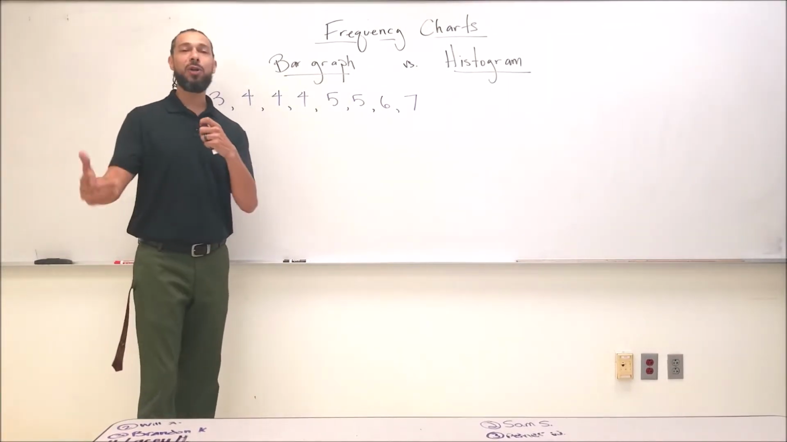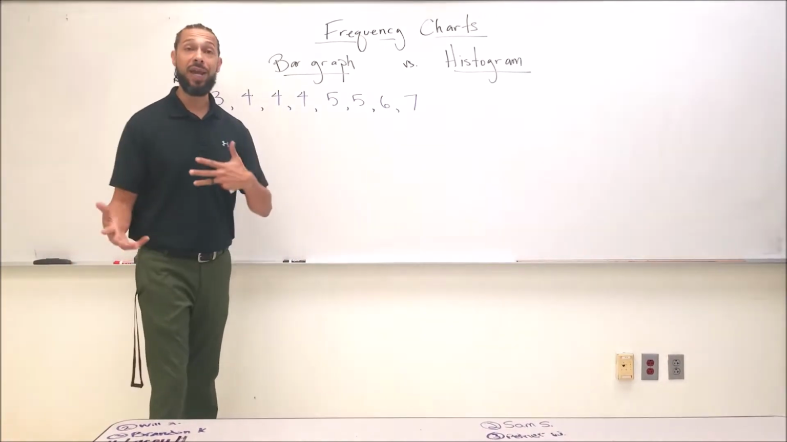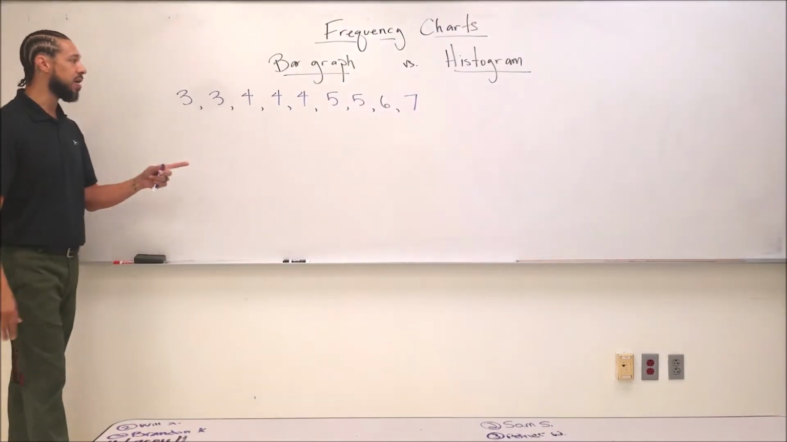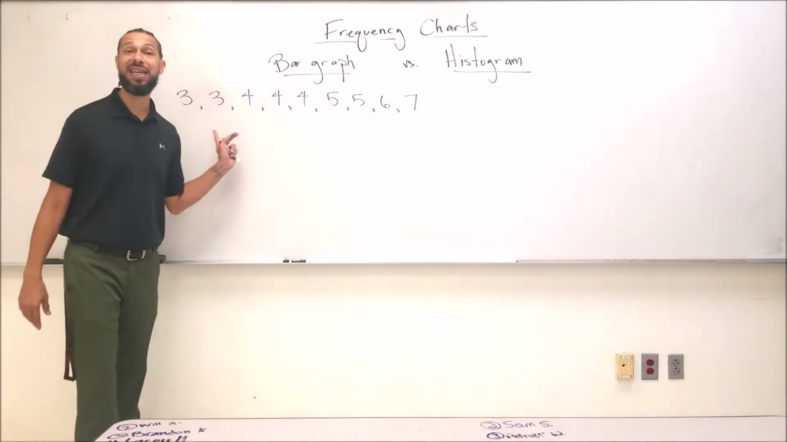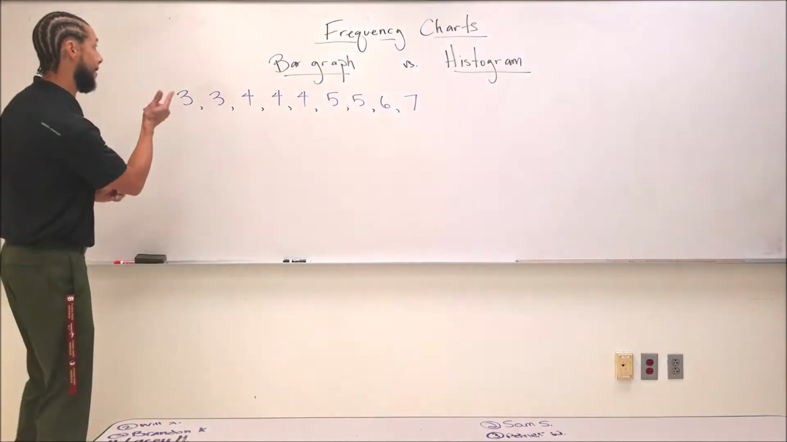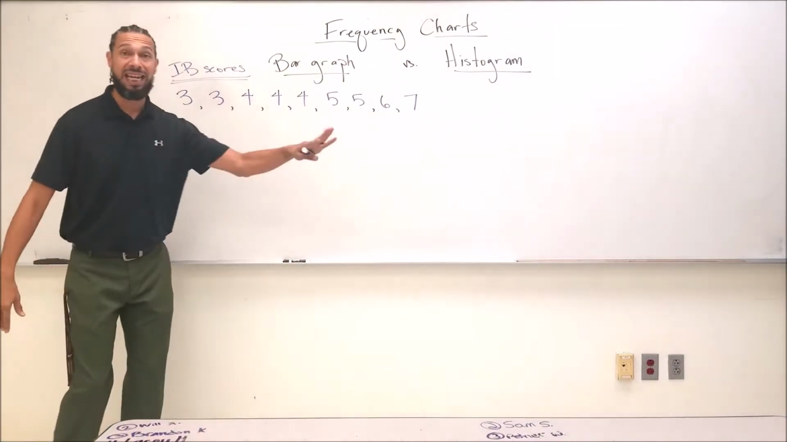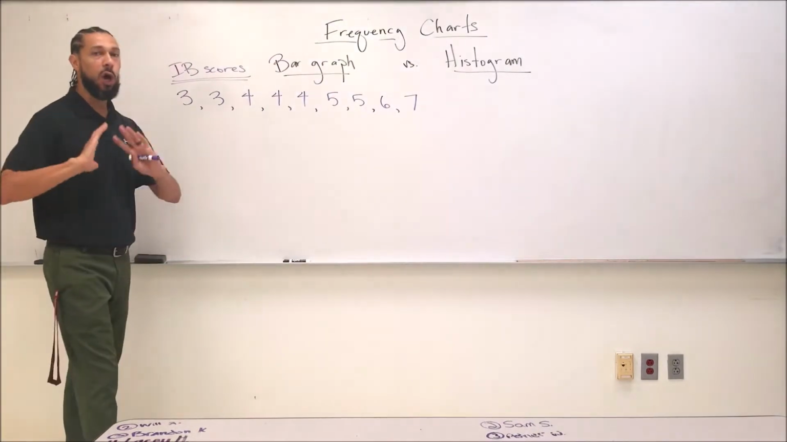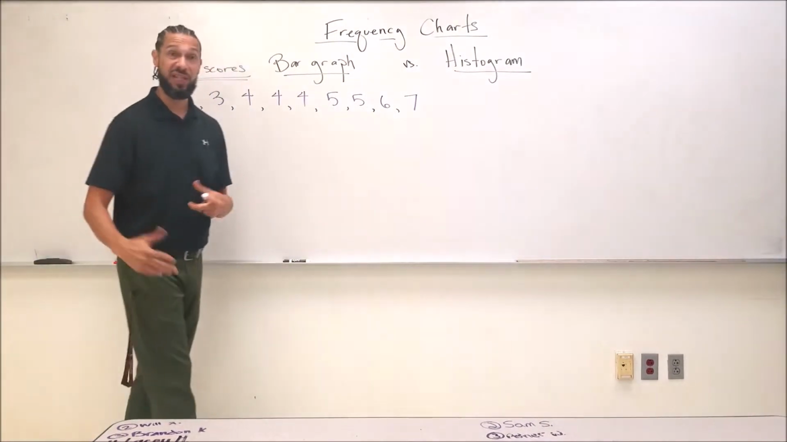So today we're going to talk about frequency charts, and we're also going to talk about a couple of different ways to display some data. What I have right here is a list of data. We're going to call this data IB scores, right? Okay. I went ahead and sorted the data for you. Now I can't promise you that your data is always going to be sorted, but it will help you out to sort your data from smallest value to biggest value.